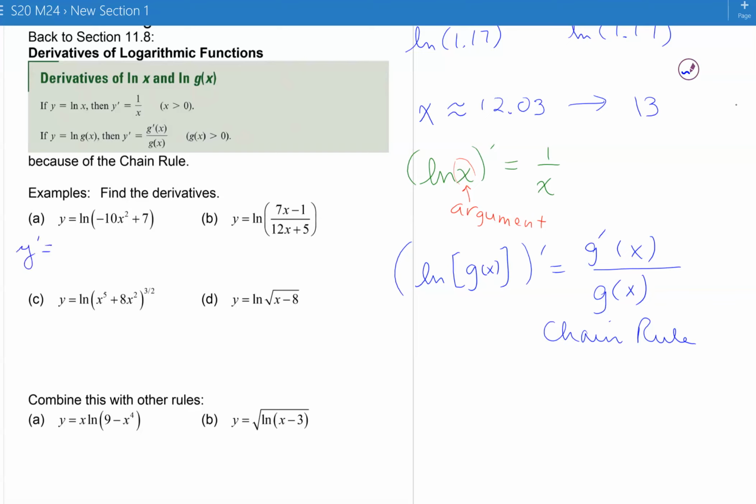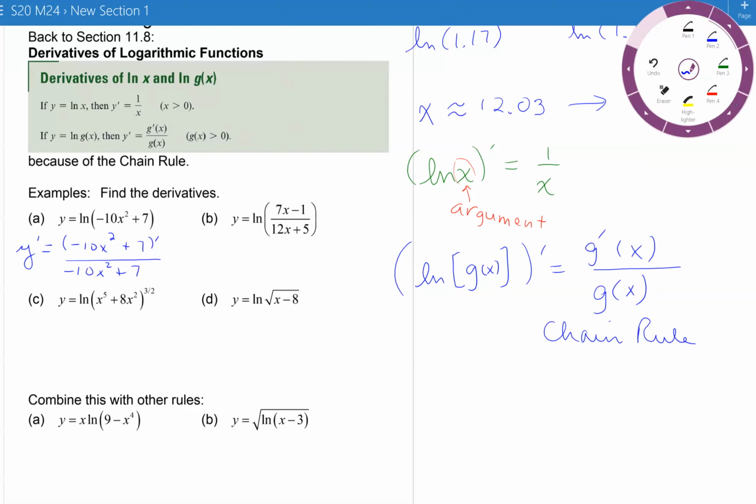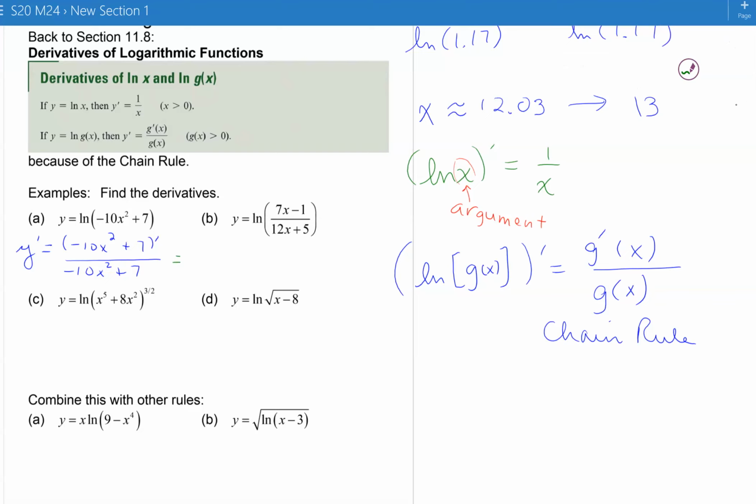y prime is going to be the derivative of -10x^2 + 7 over -10x^2 + 7. So that derivative looks pretty easy. That's a polynomial, so I'm going to have -20x in the numerator and -10x^2 + 7 in the denominator. So notice that there is no ln anymore once you do the derivative of a logarithmic function.